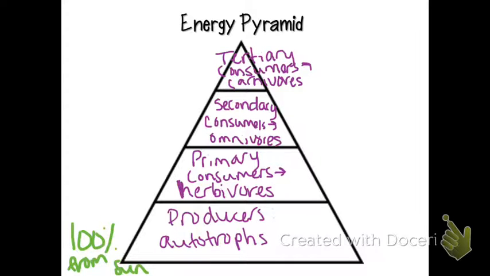Okay, now between each trophic level, each of these levels is called a trophic level. Between each trophic level, only 10% of energy can be passed on, which means our primary consumers are only going to have 10% of the original energy that's provided by the sun. And then from our primary consumers to our secondary consumers, only 10% of that's passed on. So now we just have 1%.